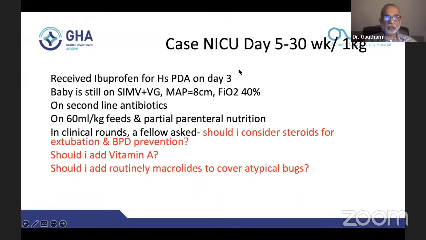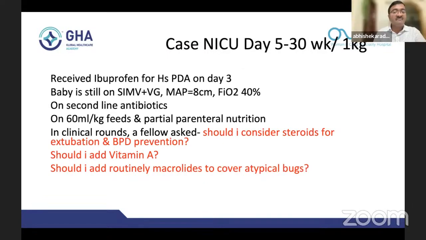So further, the same child, a fellow is asking, since the baby is on 8 MAP, 40% FiO2, should we consider steroids, not just for extubation, for BPD prevention as well? Should we add vitamin E? I think one of the search slides answered it. Should we add routinely macrolides to cover atypical bugs?